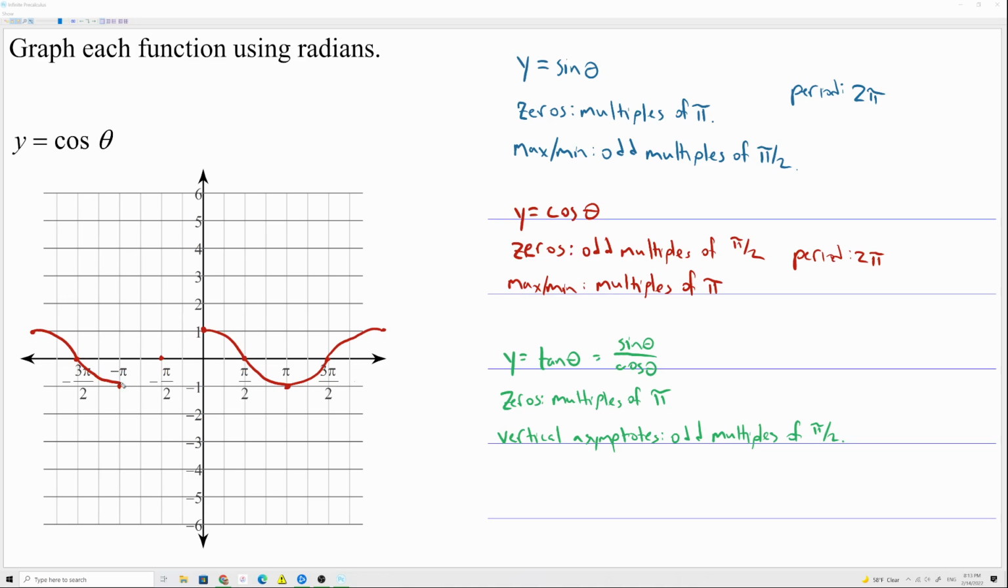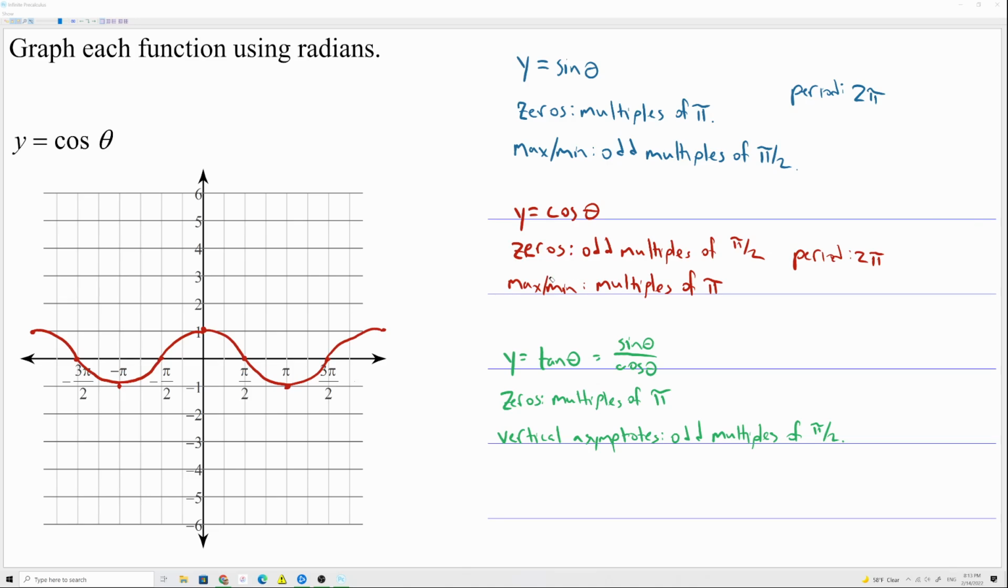Same thing again. Do the best you can drawing the picture. They're kind of hard to graph. But there we go. We have two periods of the cosine graph. Now, if you compare this to the sine graph, sine and cosine are very, very similar looking. It just looks like they're shifted left and right a bit, more or less.